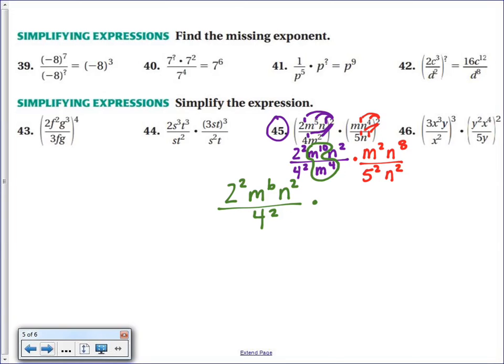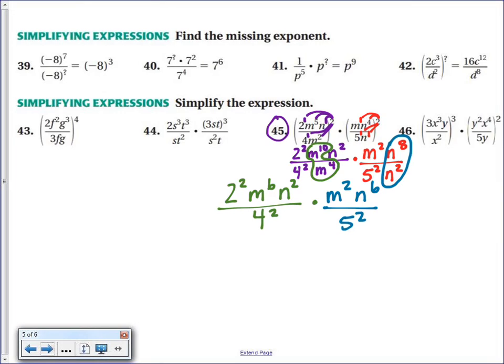Okay, now let's take a look at the red fraction. So it looks like I have n to the 8th and n squared, and again I'm dividing, so that means I subtract the exponents, which would give me, so m squared doesn't change, but n to the 6th now all over 5 squared. Okay, so now I've looked at each fraction separately.